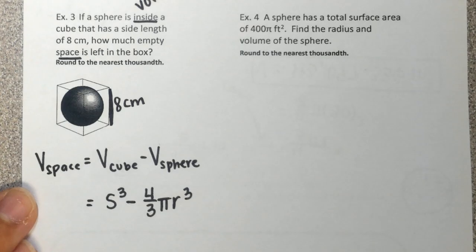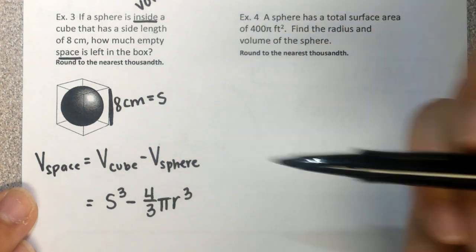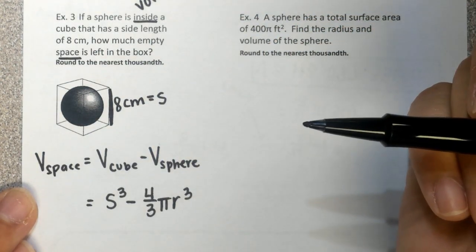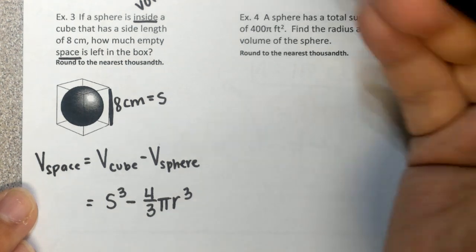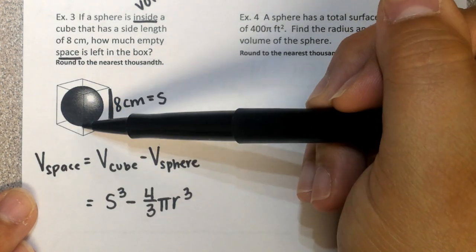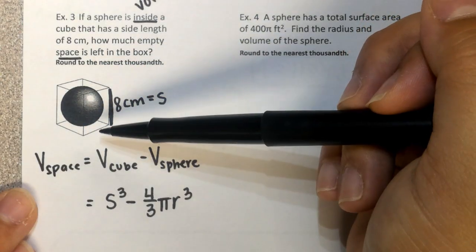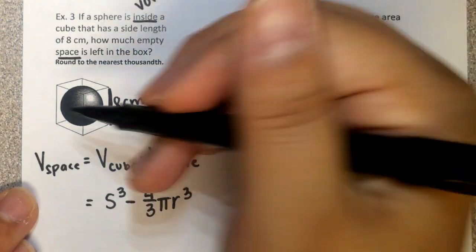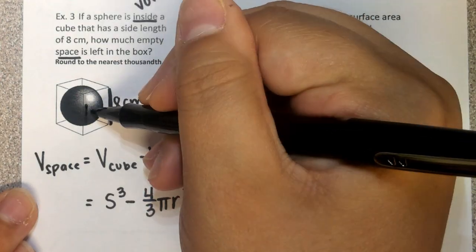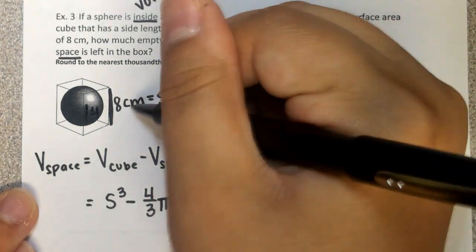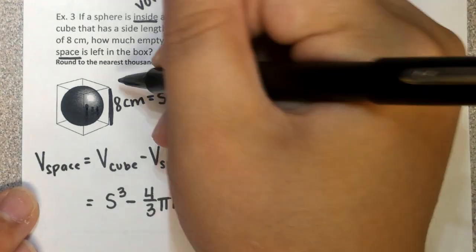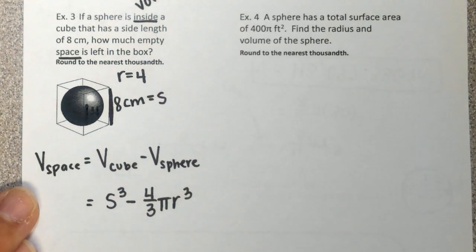Well, what's my s? What's the side of the cube? 8. What is my r then? Why 4? Exactly. The top of the sphere and the bottom of the sphere are touching the top and the bottom of the cube. So do you agree that would be the diameter? So then what's my radius going to be from here to here? 4. So s is 8, but your r, I know it's kind of hard to see, r equals 4.